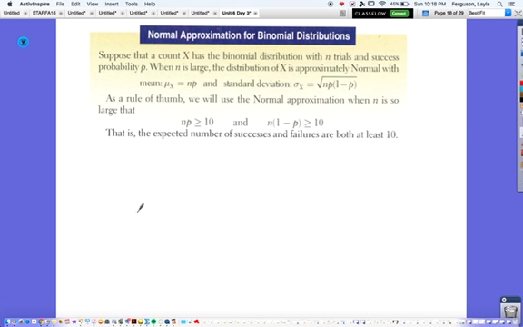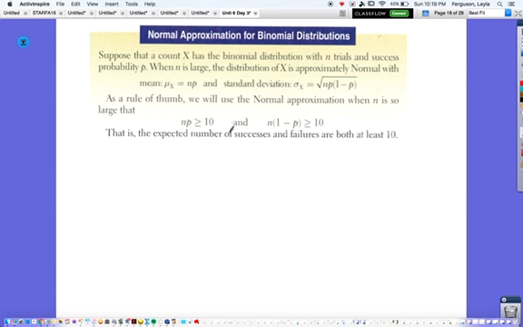Normal approximation for binomial distribution. Suppose that a count X has a binomial distribution with n trials and the success probability p. When n is large, the distribution of X is approximately normal, with the mean mu sub X equal to the number of trials times the probability, and a standard deviation, sigma sub X equal to the square root of the trials times the probability times 1 minus the probability. Both of these are the rules that we discussed earlier.